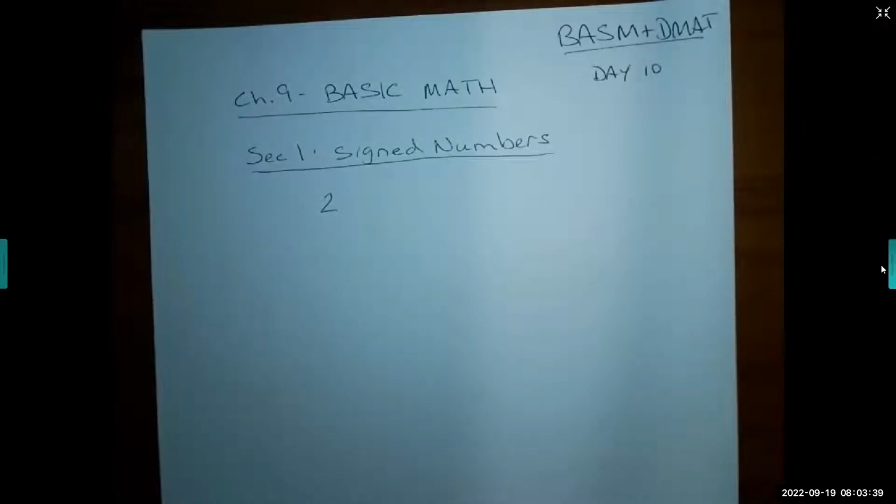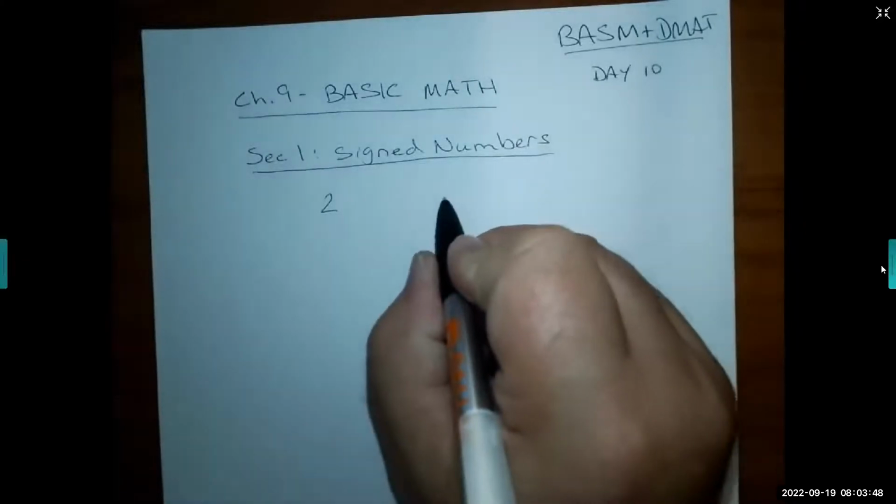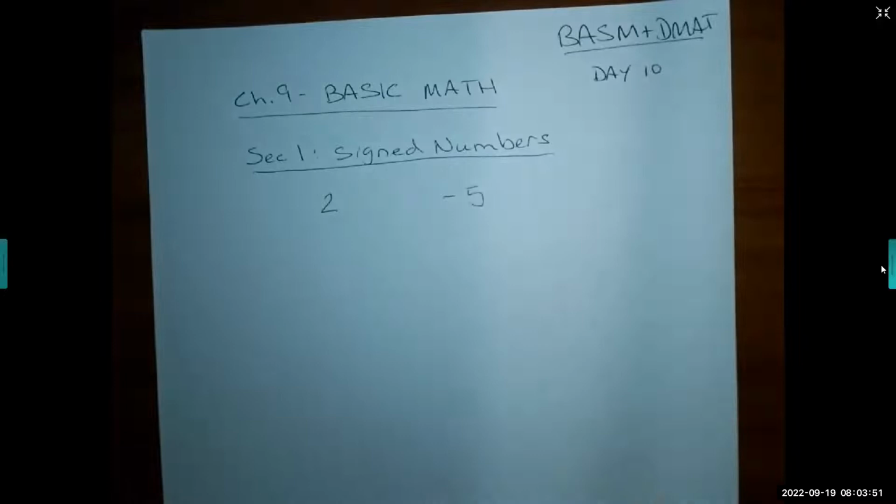But signed numbers. Signed numbers are simply that. It's either a positive or a negative. So that's a positive 2. This is a negative 5.